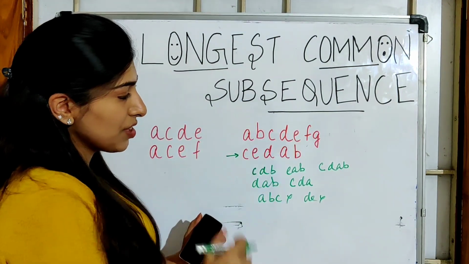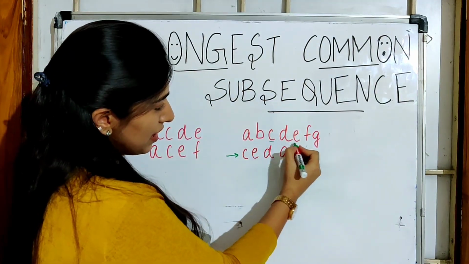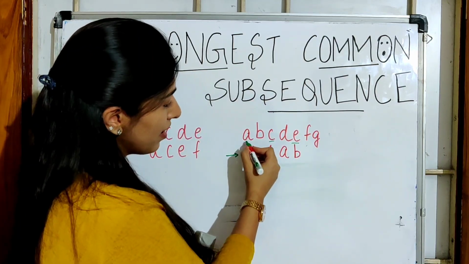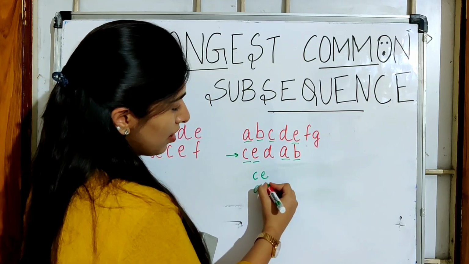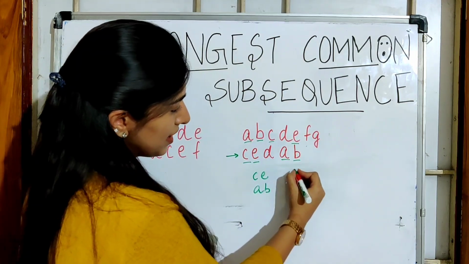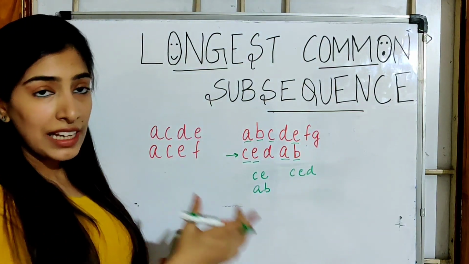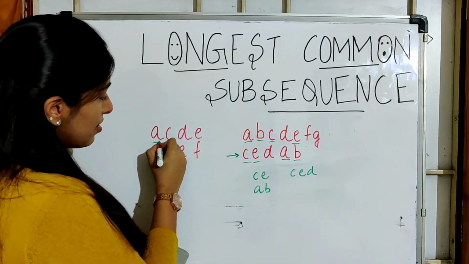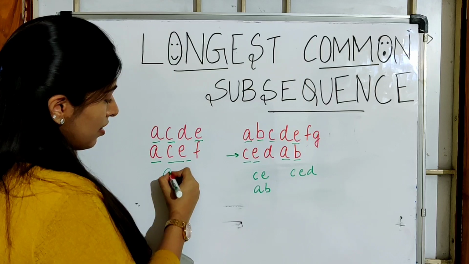So what are the common subsequences of these two strings? CE is one common subsequence. Similarly, AB is one common subsequence. Then CED is one common subsequence. Like this, you have to return the longest common subsequence. In this case, the longest common subsequence will be ACE.